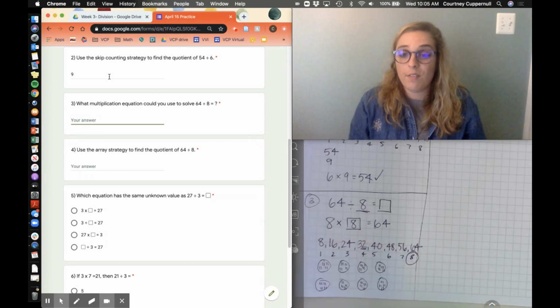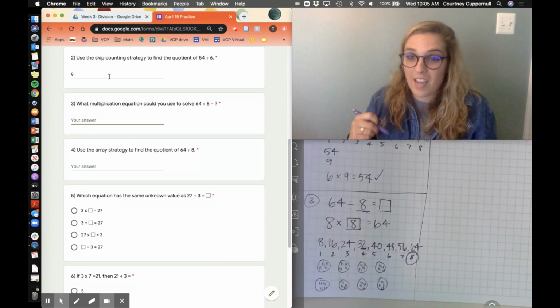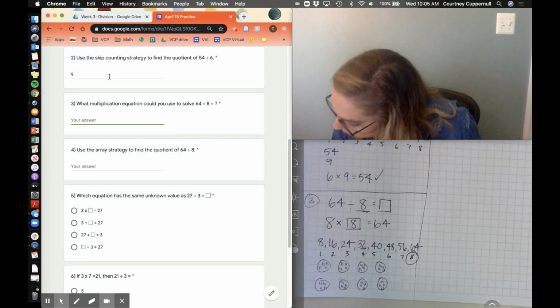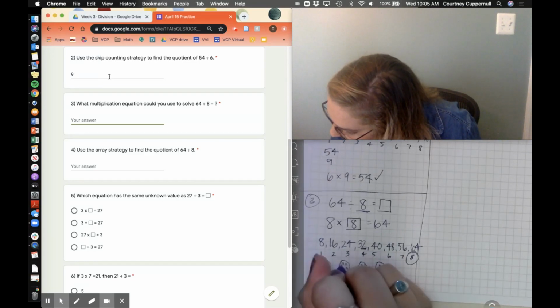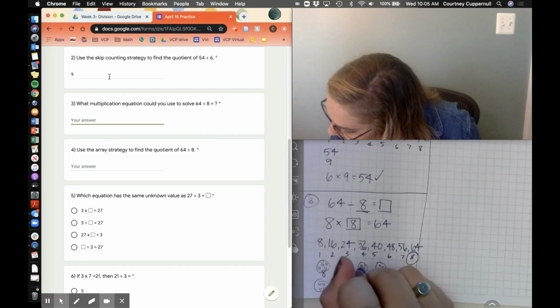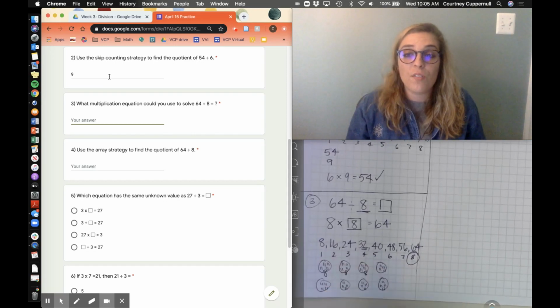So I ran out of things to put in my group. Do I have 8 in each group? Let's double check. 1, 2, 3, 4, 5, 6, 7, 8. Yep. 2, 4, 6, 8. Yep. If I keep counting, I know that I will have 8 in each group.